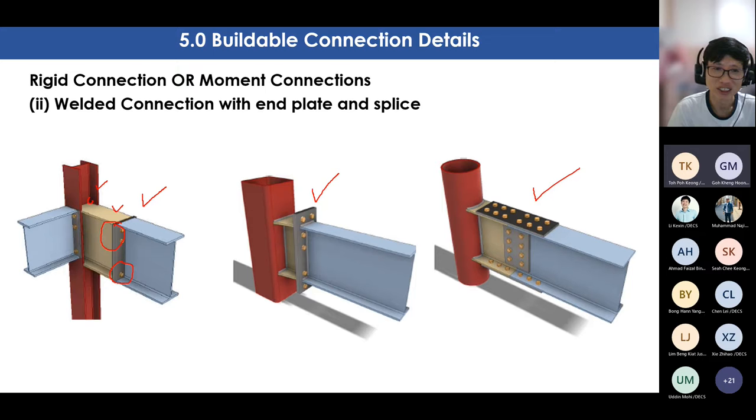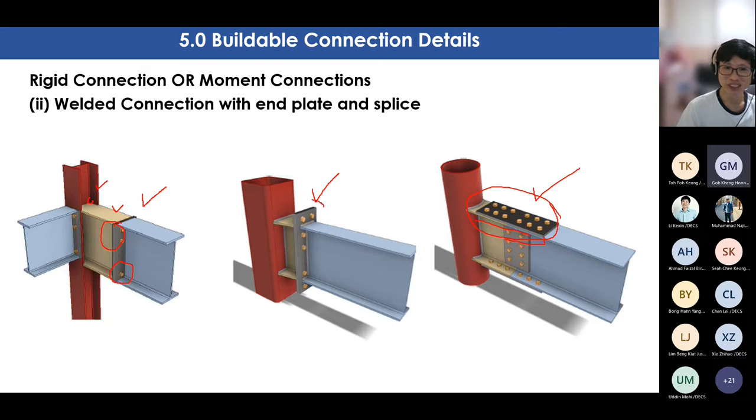The decking will be difficult to put if you put this moment connection with so many plates and bolts. This is a problem. So the decking will be slightly modified. You need to modify slightly. Like this kind of splicing, it can be done. You can splice at the bottom also. You can put it at the bottom. So it depends on what kind of decking.